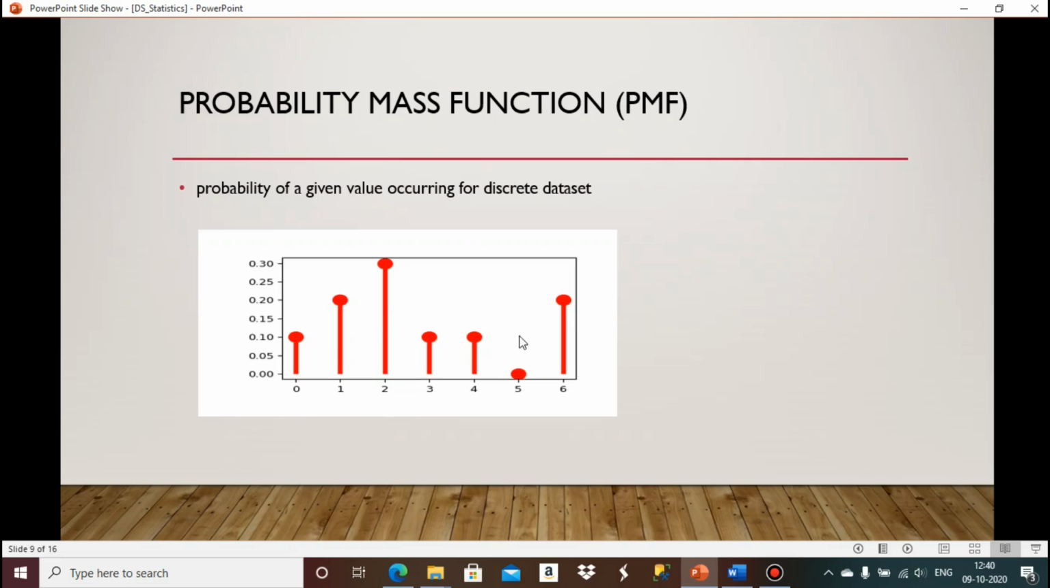Here you can see different probabilities are plotted, like the possibility that the value may be 0 has a probability of 0.1, the value may be 1 has a probability of 0.2, the value may be 2 has a probability of 0.3, and so on. And the total probability will always come to 1. So that is the way I can draw the probability distribution function for the discrete data set.